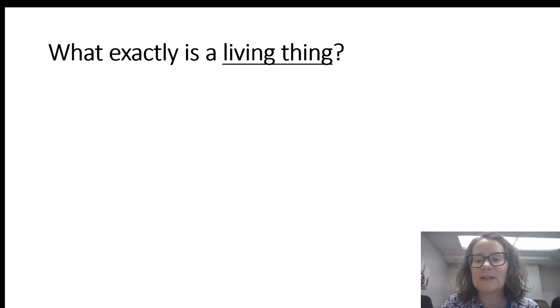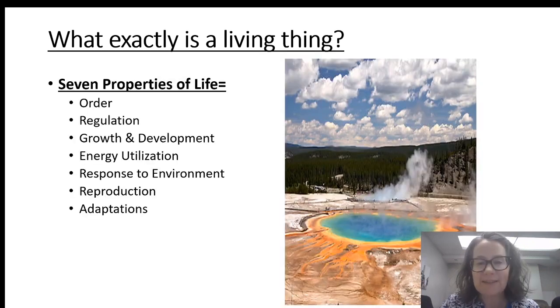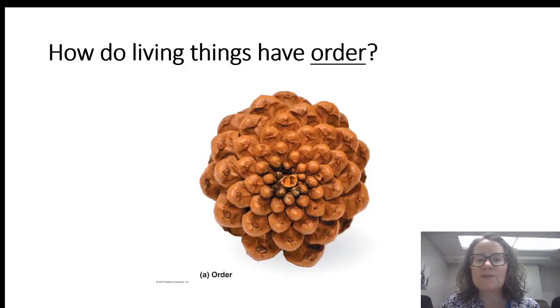But scientists have agreed on 7 things that I want to share with you today. These 7 properties of life are things that we see in living things across the board, whether it's a bacteria, a fungus, an animal, a plant. And so I want to share with you these properties of life. The first property is order. So how do living things have order?